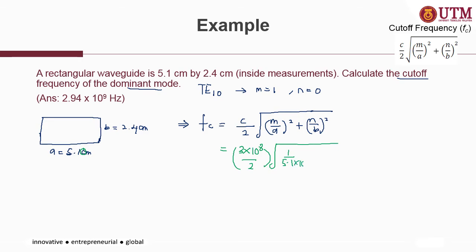So times 10 to the power of minus 2 and plus N equal to 0. Since it is 0, you can just ignore this one. So your FC, you should get 2.94 gigahertz. Okay, please make sure you complete the calculation and check properly.